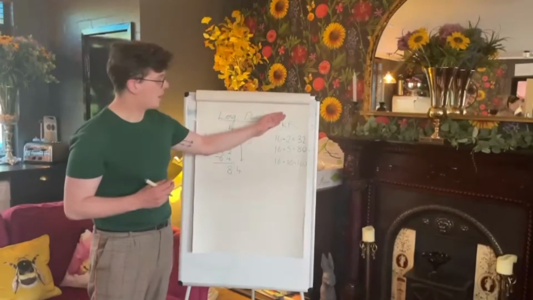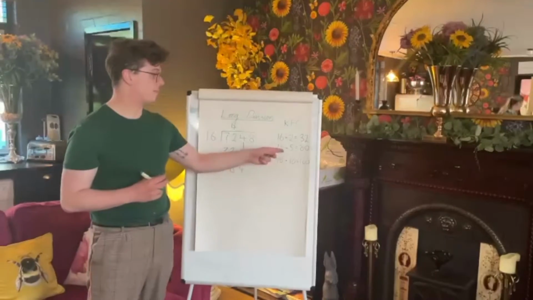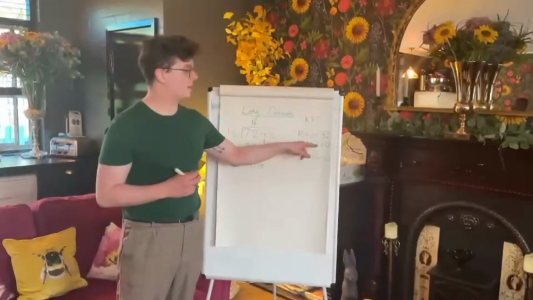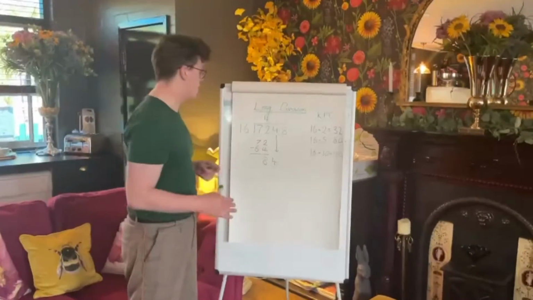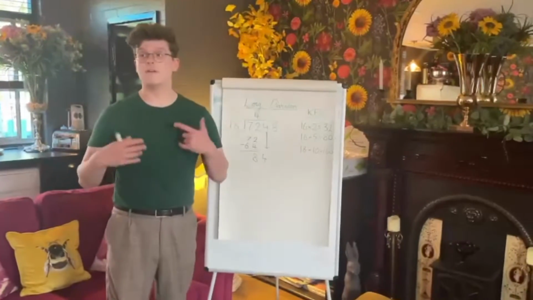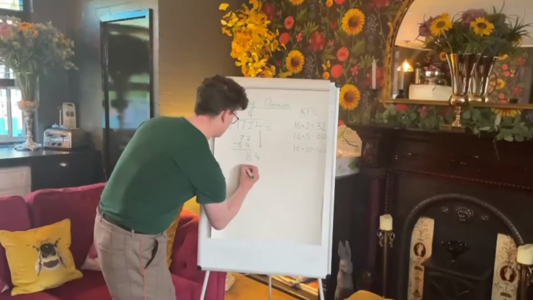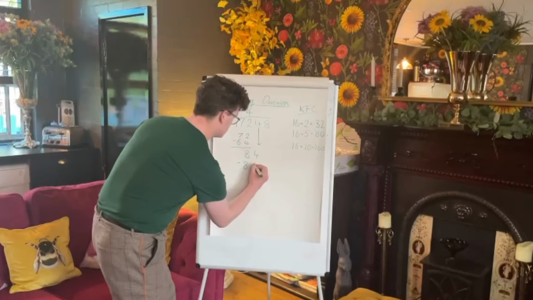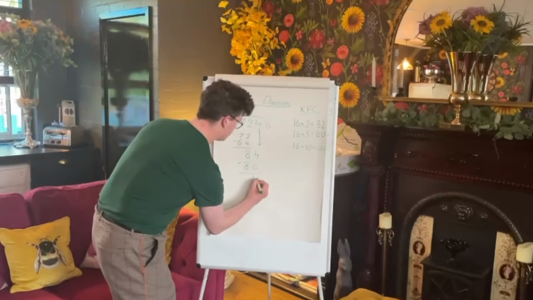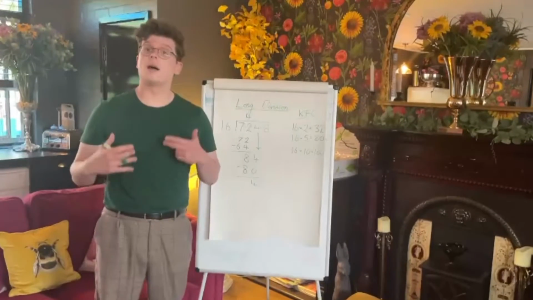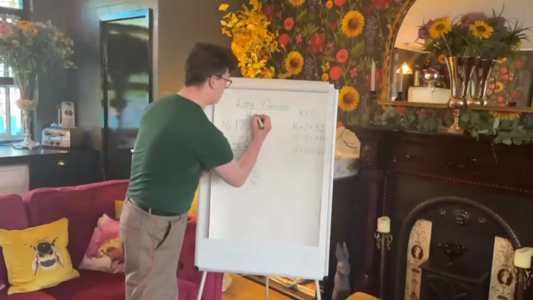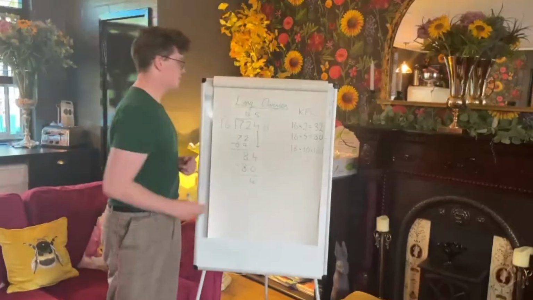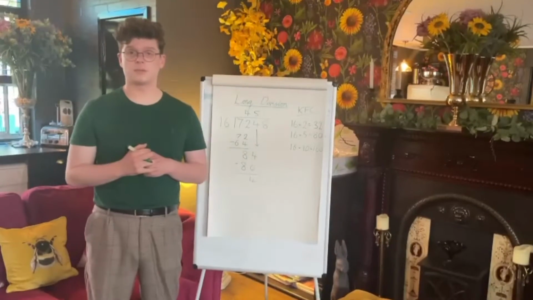I take a look at the key fact chart on the side again. I can see that 16 multiplied by 5 equals 80. So I know 16 goes into 84 5 times. Which leaves me with 4. Again, I must remember to record that 16 goes into 84 5 times.